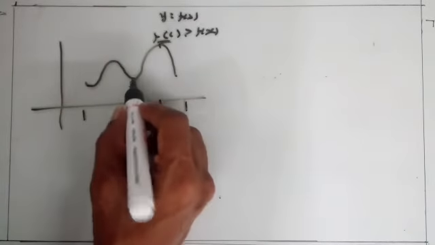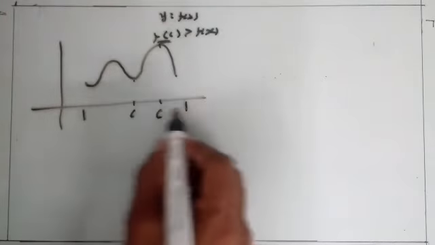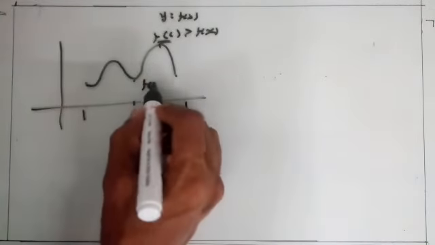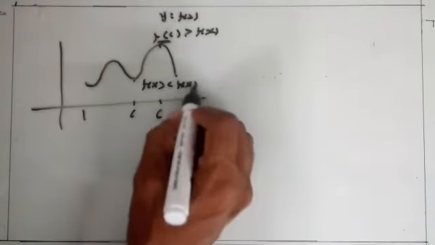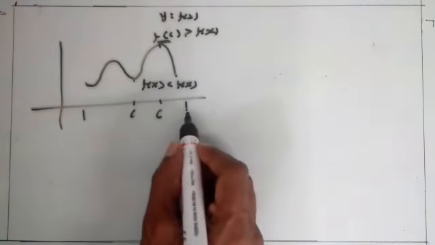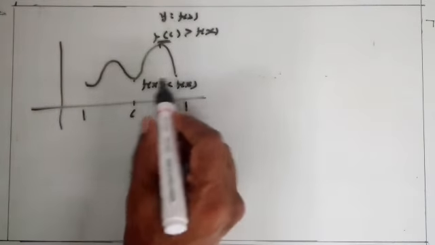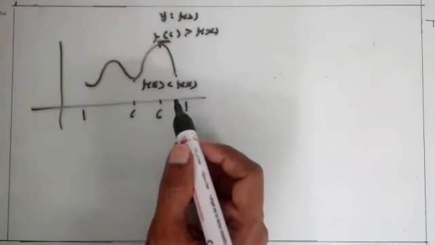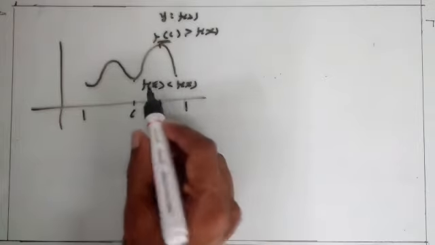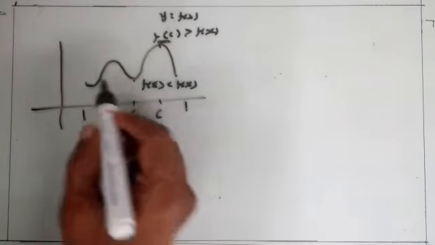Similarly, for this value C in I, here f(c) is less than f(x) for all x belongs to I, then here f(c) is called minimum value of a given function at C, and f(c) is called minima. Clear?